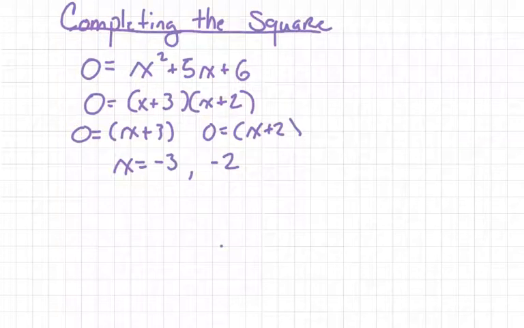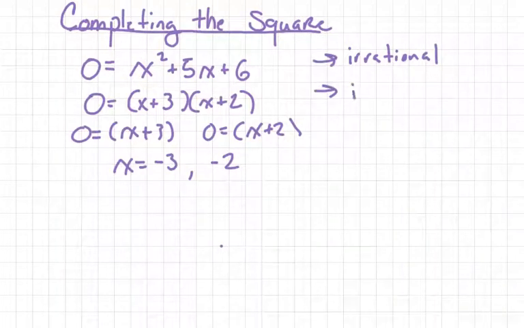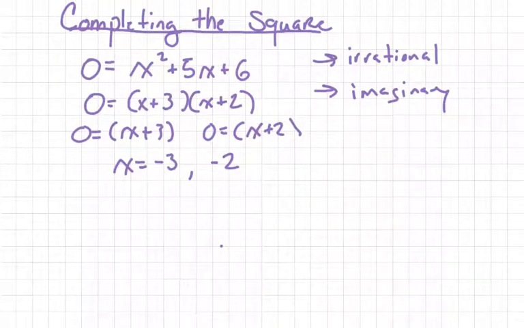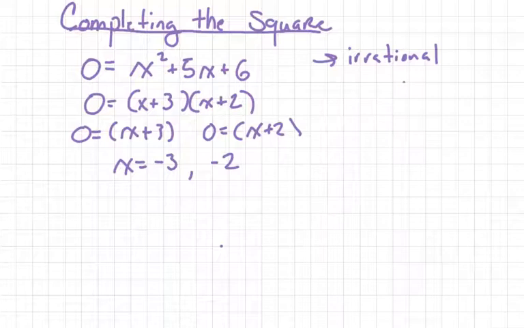Now, some problems you cannot solve using this method. If the zeros happen to be irrational, like the square root of 2 or something like that, or they happen to be imaginary, like 3 plus 2i, then you cannot use this method or AC method factoring to solve. So we have to use another method, and that method is called completing the square.